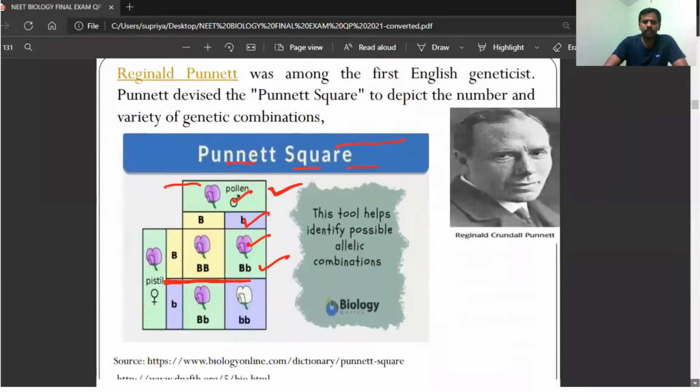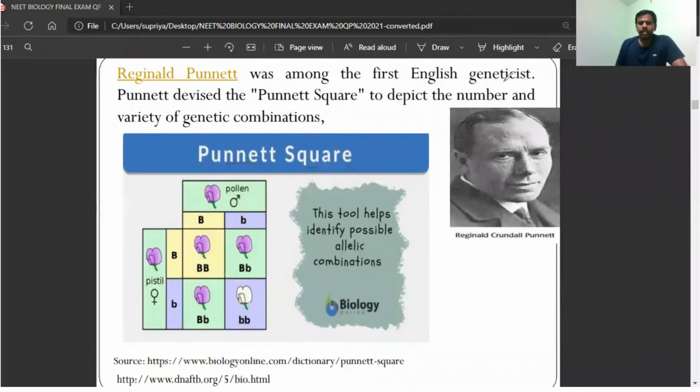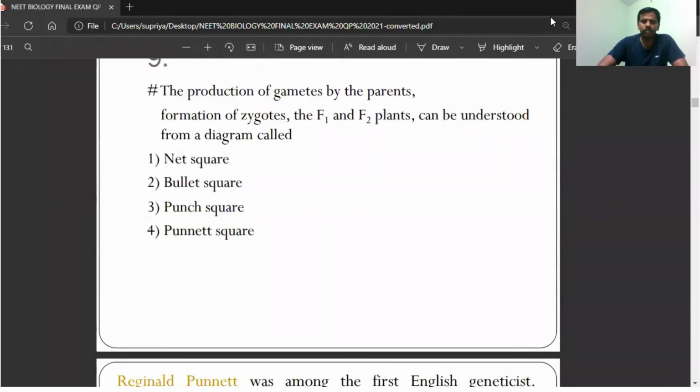Now see here, Reginald Punnett was among the first English geneticists. Punnett devised the Punnett square to depict the number and variety of genetic combinations. Simply, this board is called the Punnett square board, and this can be used to know all the genetic combinations in any type of cross, monohybrid or dihybrid cross. So the correct option for this question is Punnett square.